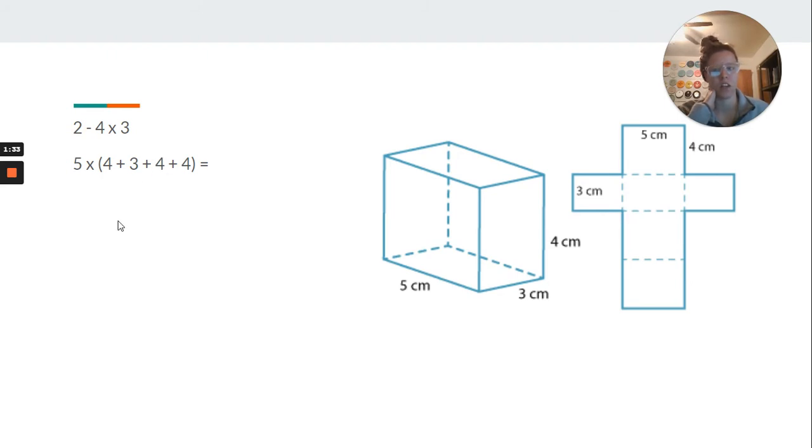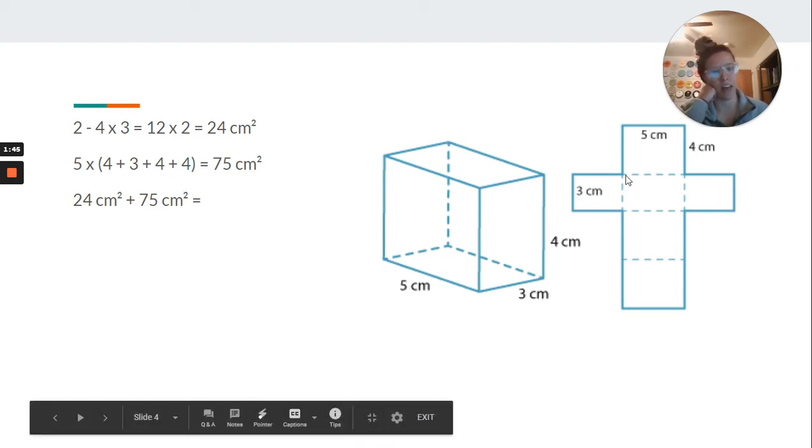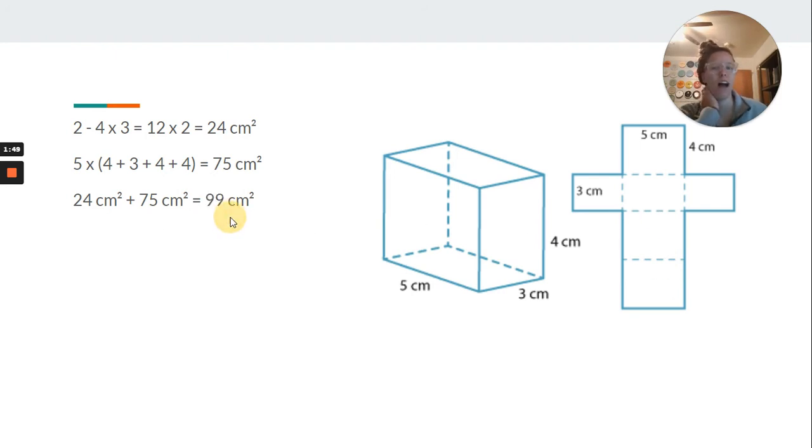Okay. So for the top, we get 12 times 2 is 24 centimeters squared. We add all those up, we get 75 centimeters squared after doing the multiplication. Then you add those together. So you'd add each of these individual shapes. So 24 plus 75 is going to be 99 centimeters squared.